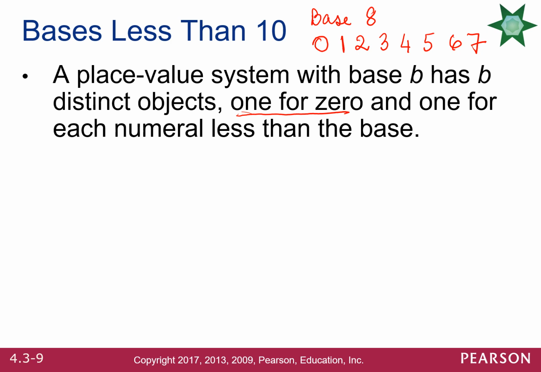So it has to be one for 0 and one for each numeral less than the base. So 1, 2, 3, 4, 5, 6, 7. And 7 is 1 less than 8. So we stop there. All right.